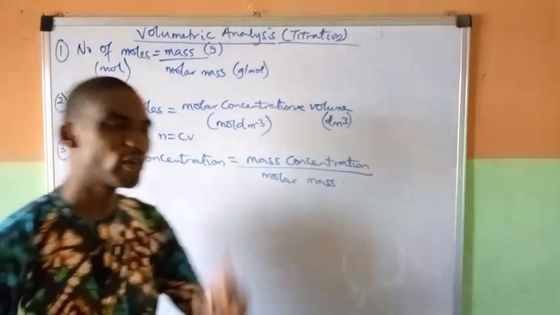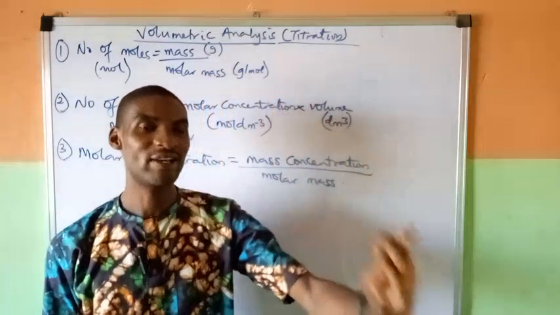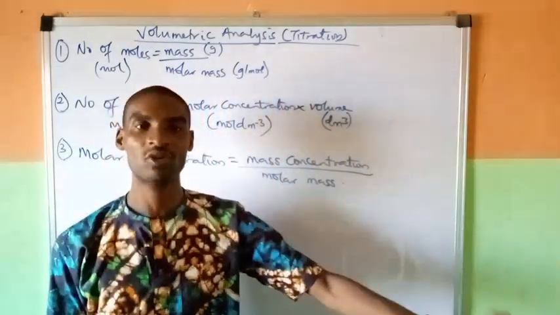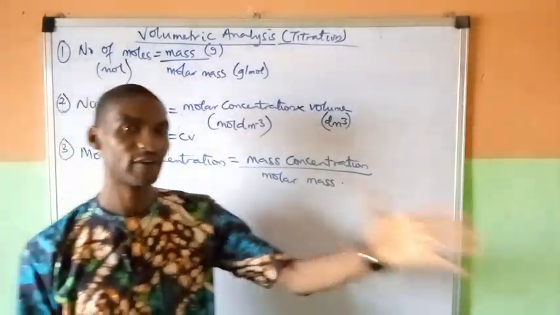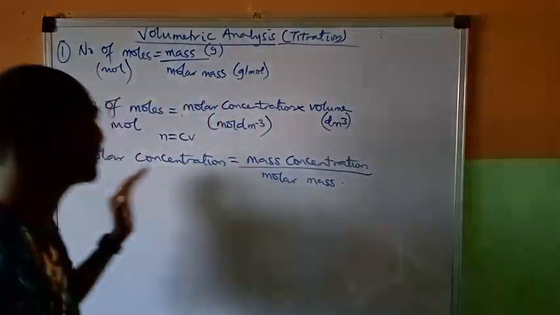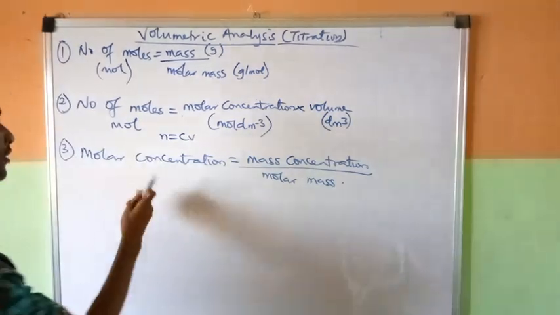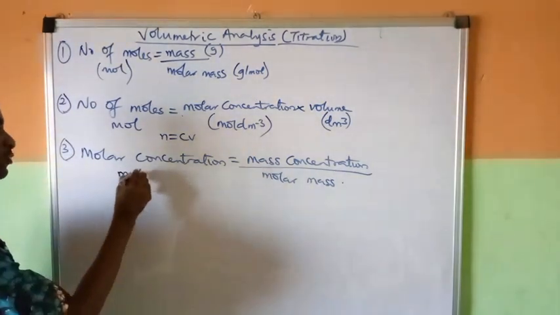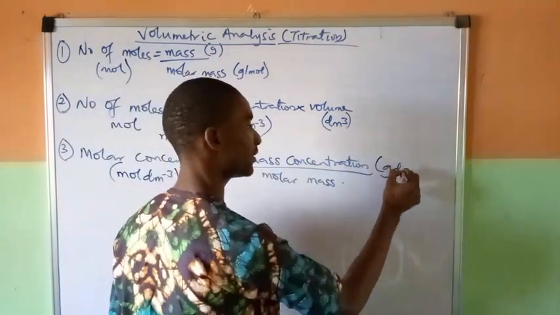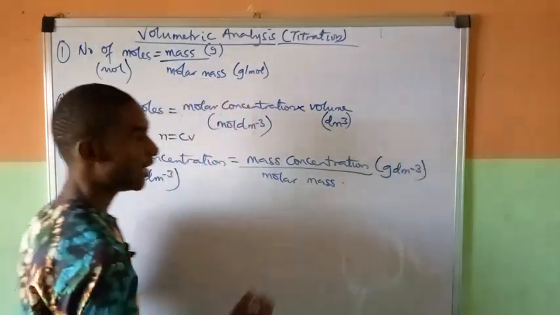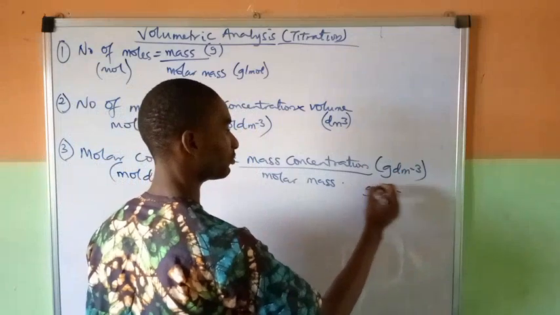So if you check your past questions every year, they will always ask you, calculate the molar concentration of either A or B or both. Calculate the mass concentration of A or B or both. Alright, this is the formula you are going to use. The unit for molar concentration is mole per dm³. The unit for mass concentration is gram per dm³, which is the SI unit, and for your molar mass is gram per mole.